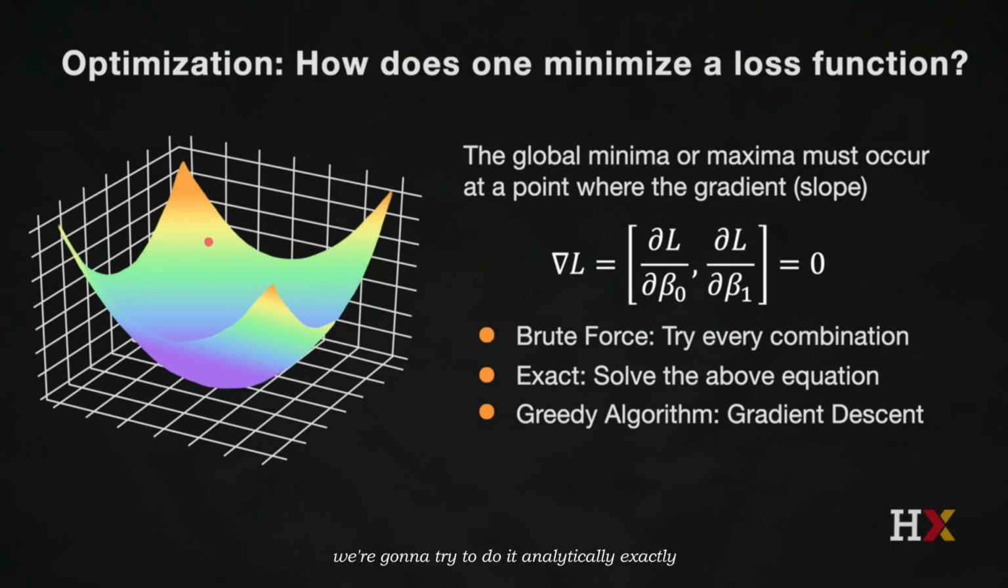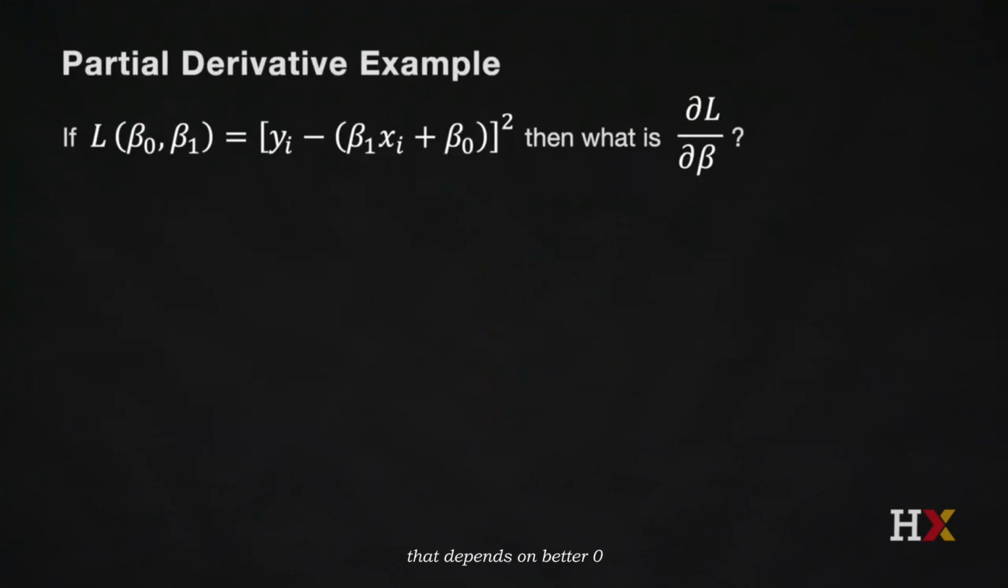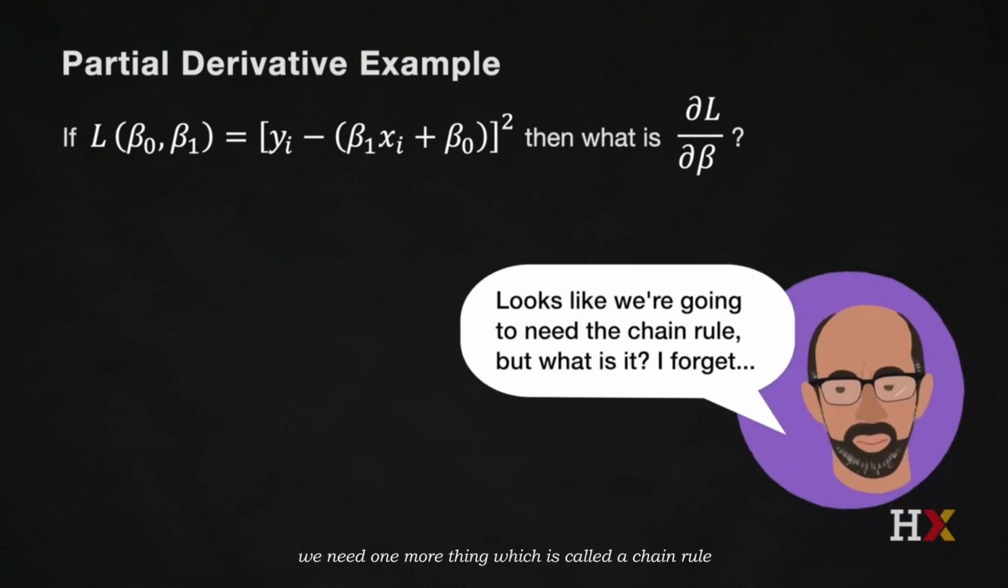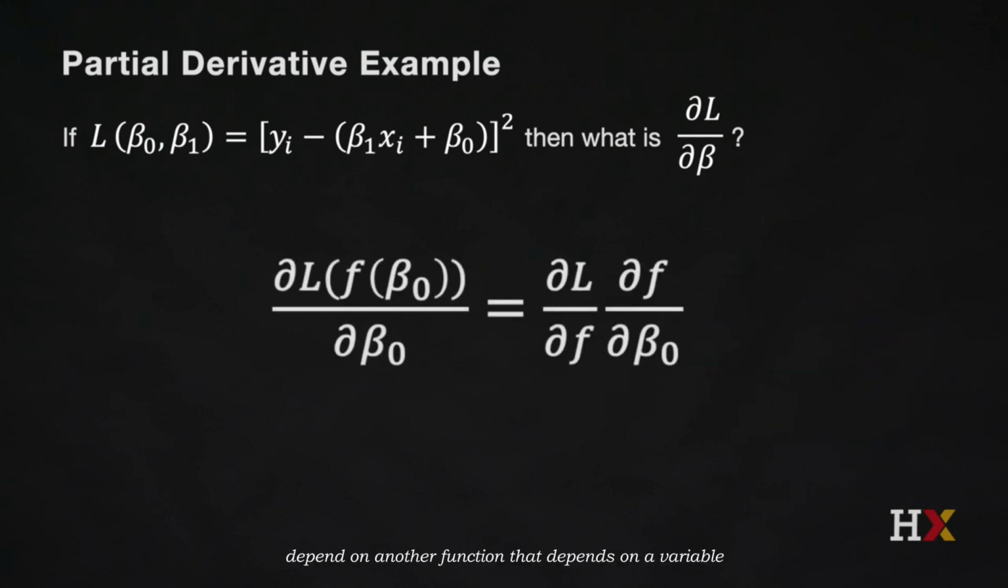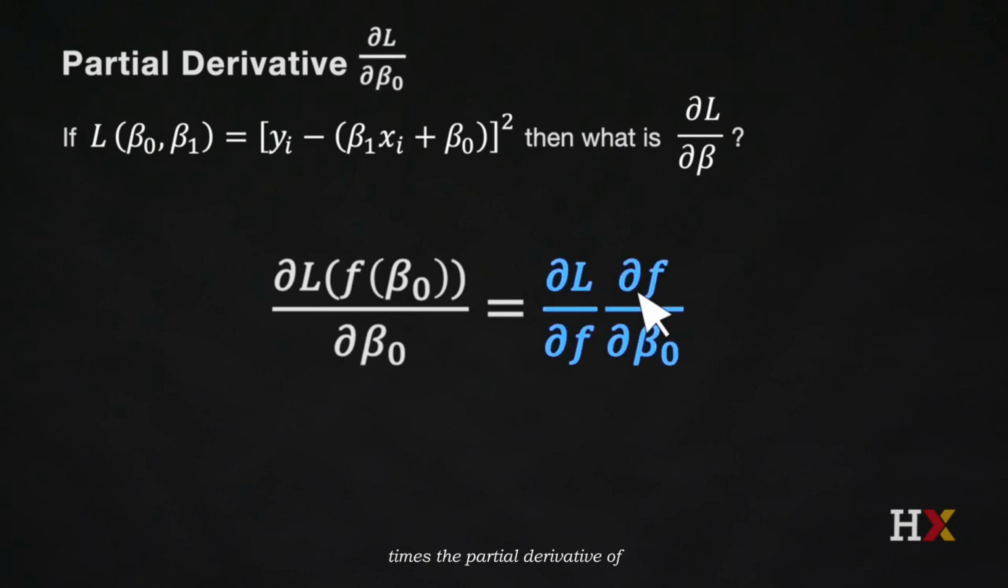Now for linear regression, we're going to try to do it analytically exactly. So we start with the loss function that depends on beta 0 and beta 1, and we want the partial derivatives with respect to beta 0 and beta 1. To do that, we need one more thing, which is called the chain rule. A chain rule tells me that if a function depends on another function that depends on a variable, the partial derivative of the original function with respect to the variable is the product of two partial derivatives. The first one is the partial derivative of the function with the intermediate function times the partial derivative of the intermediate function with respect to that variable.